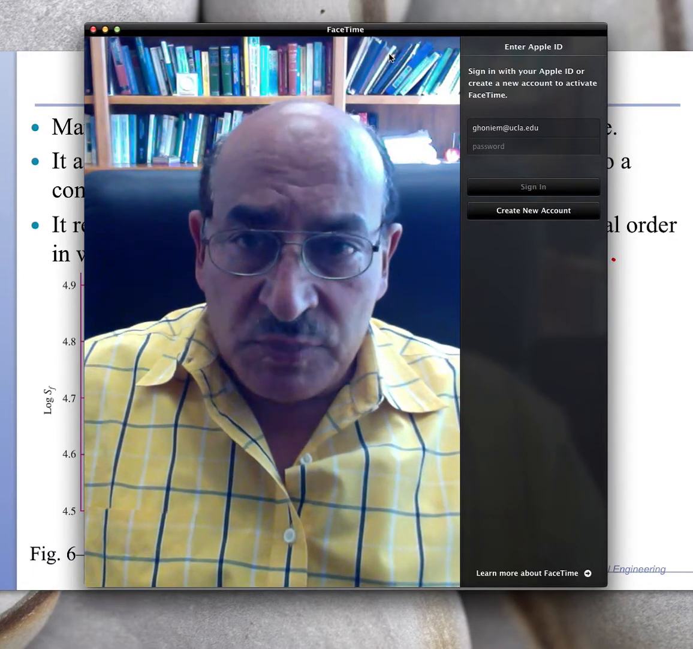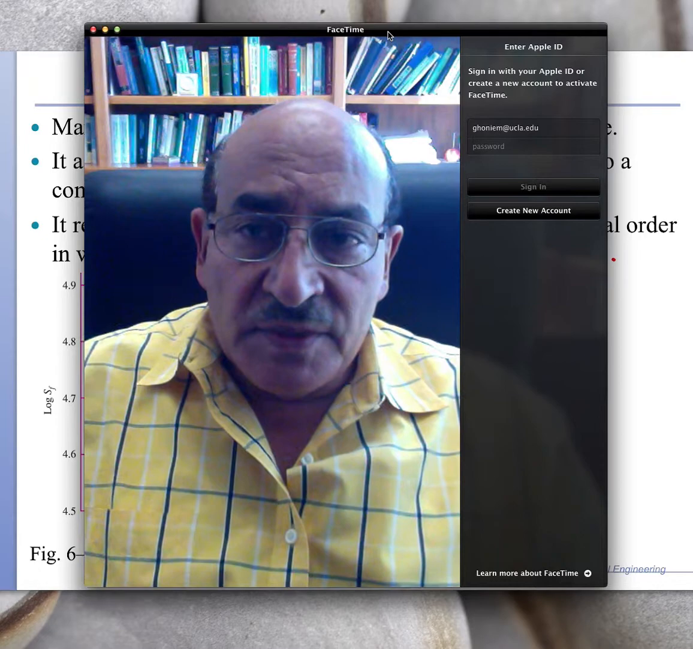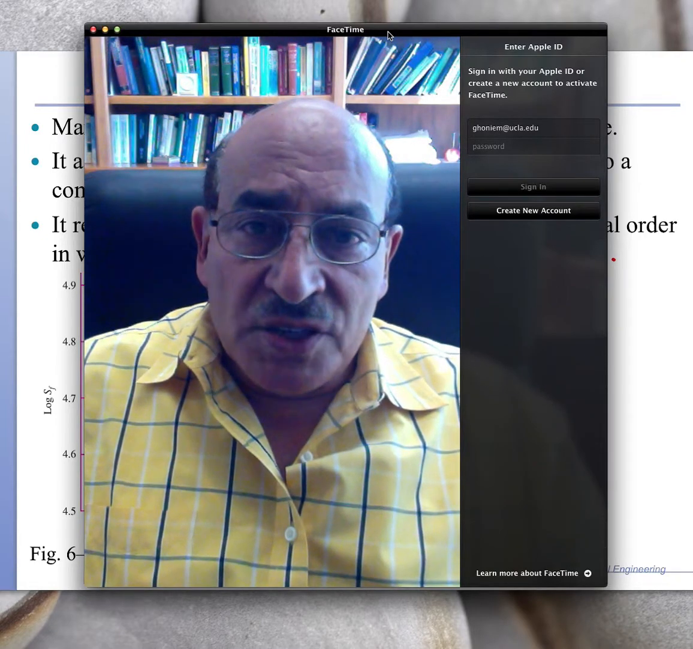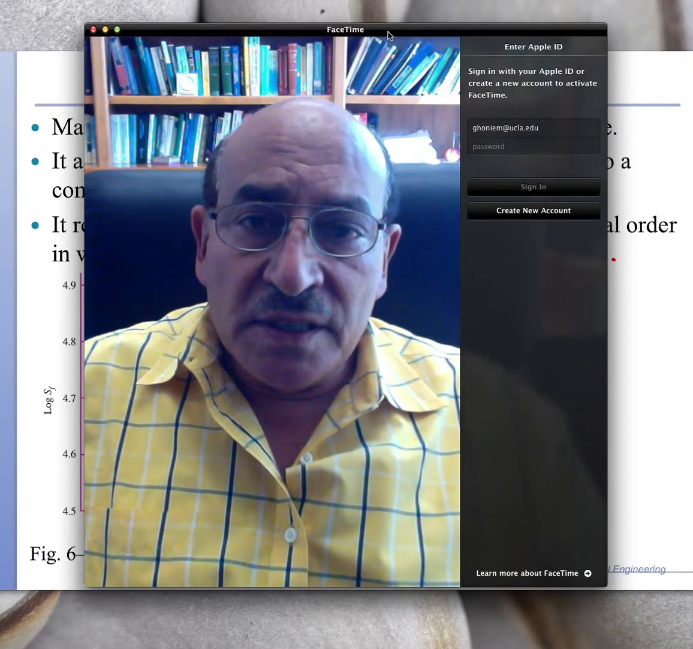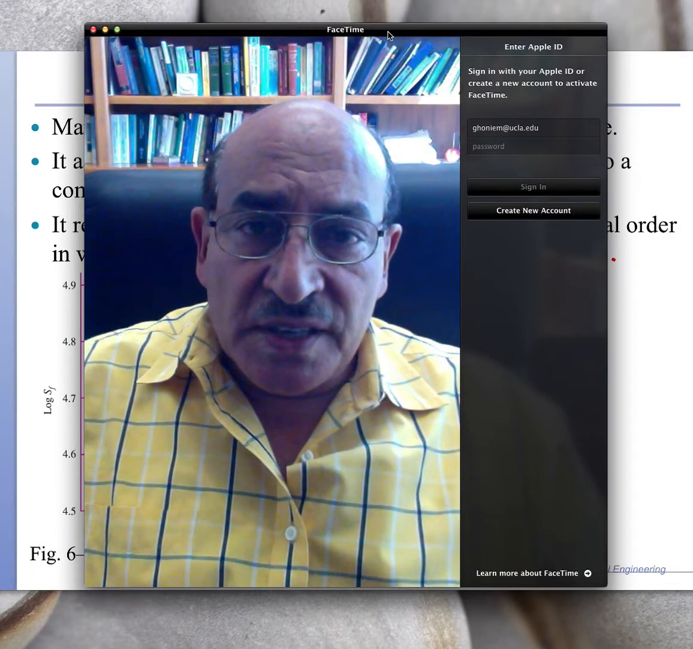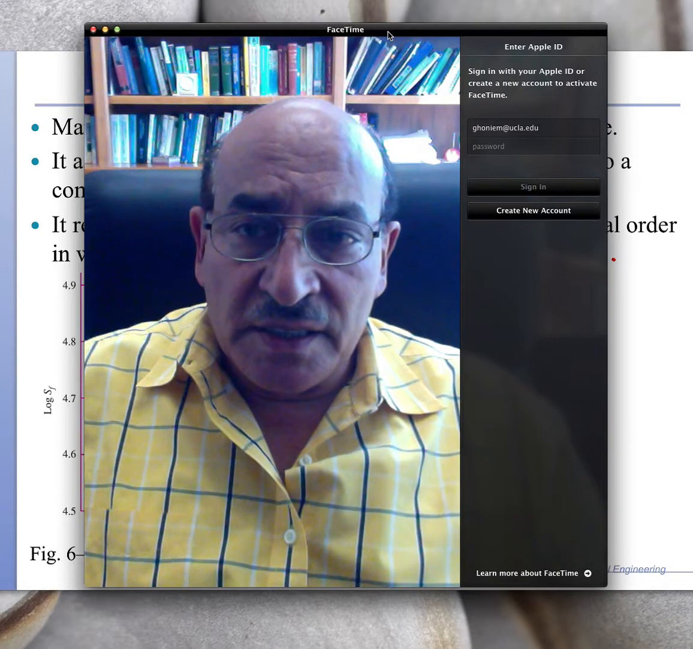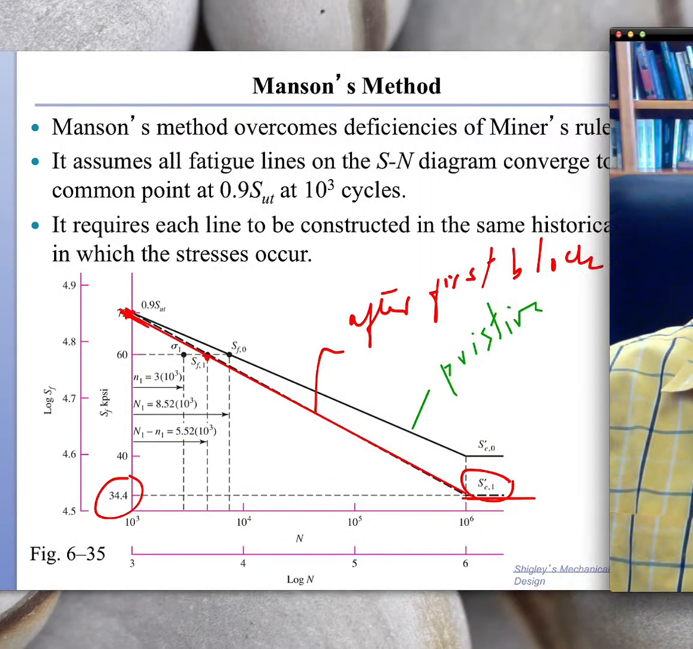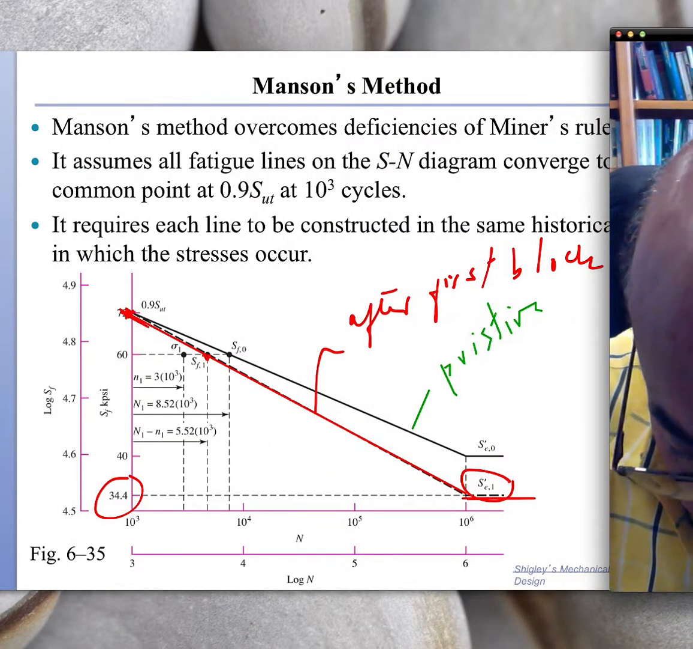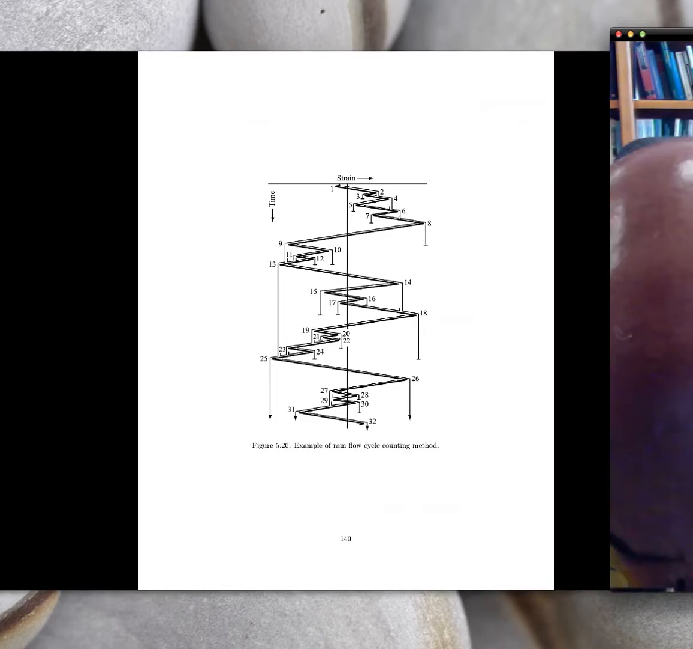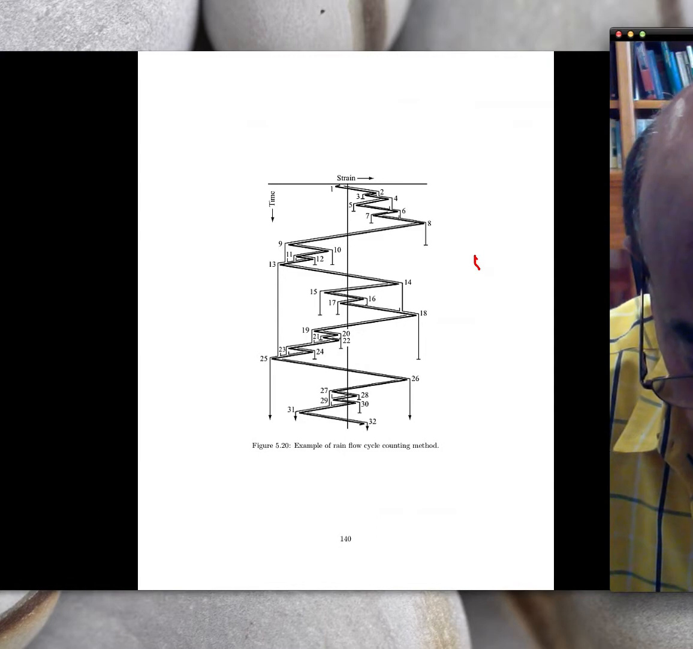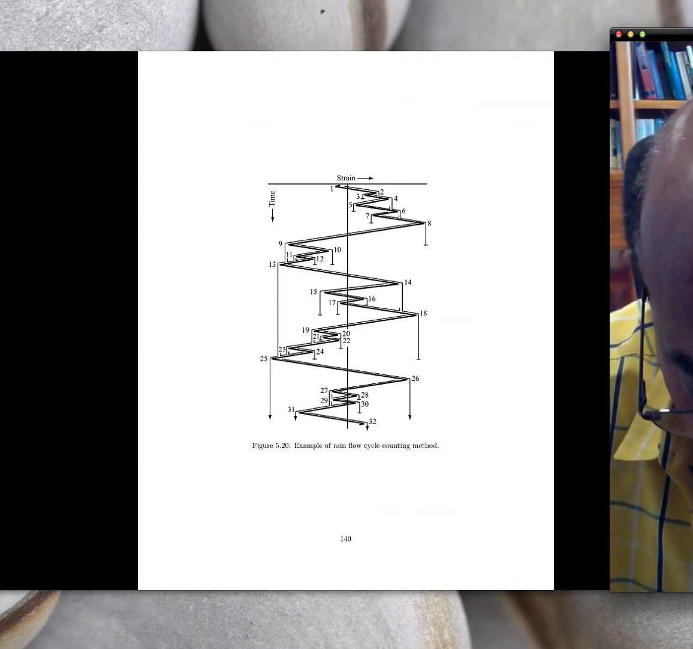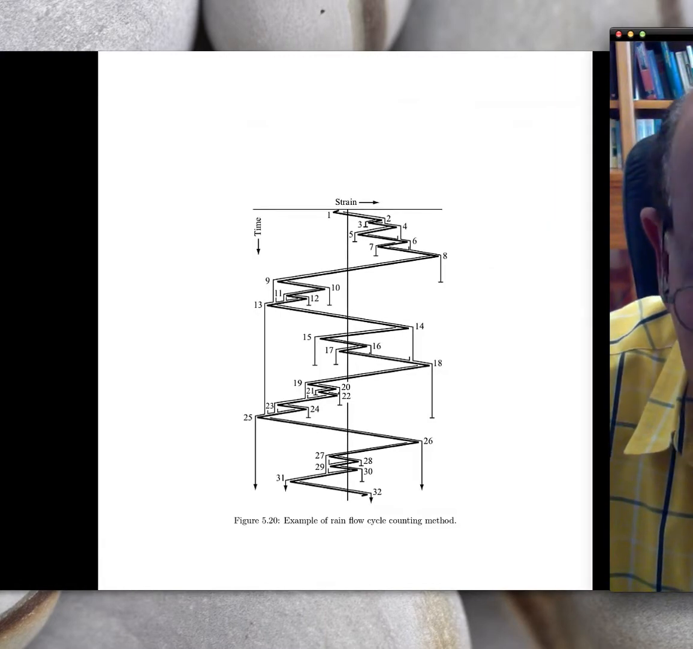And this, I uploaded a document on the website that shows a method called the rain flow method that you can use in the design project, as we will see here. So the rain flow method, which I will explain here, is very interesting, and the rain flow method shows that, so let me just kind of expand it here.